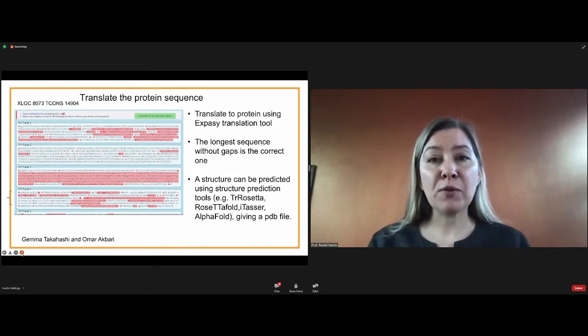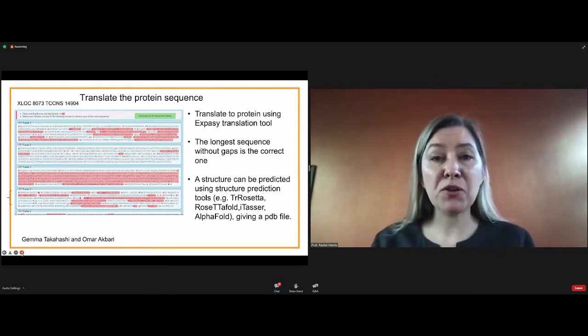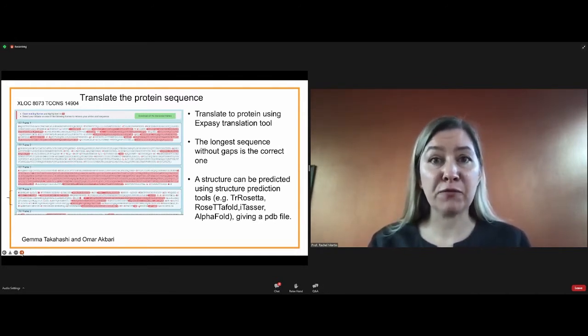I tried to focus on things that are free, where it's just on a website and you can go use it and it's pretty easy. There are more sophisticated bioinformatics tools that you can use if you get really into it, but you can go really far with these free online tools.